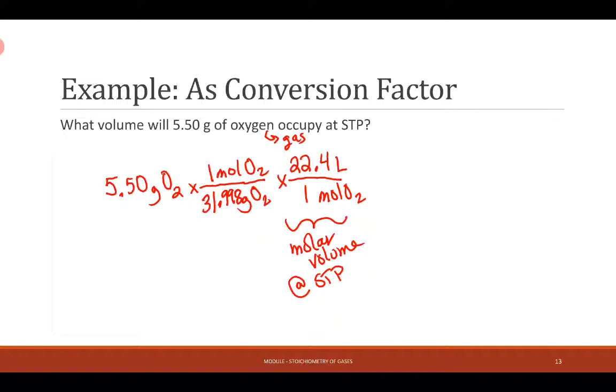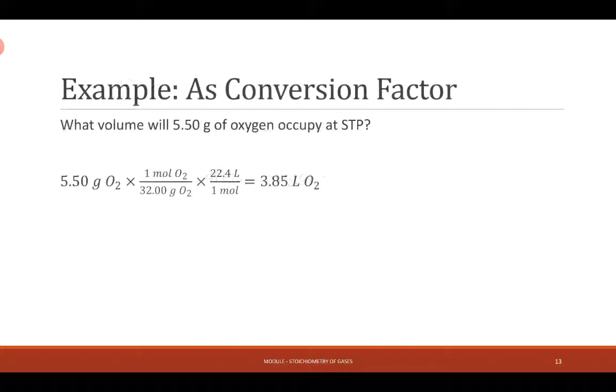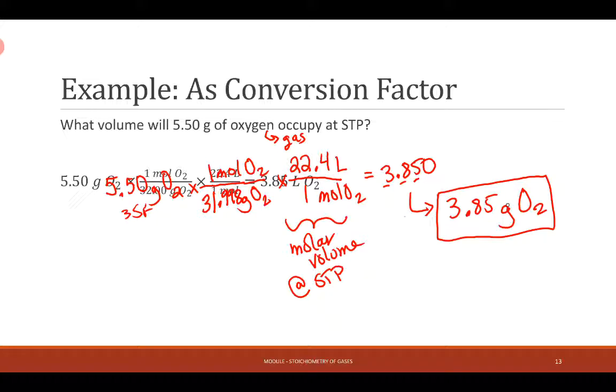So if we type this into our calculator, we can get our answer, which is 3.850. This is 3 sig figs, so I'm going to need 3 sig figs in my answer, and so I'll report my answer as 3.850 grams of O2. Not grams, liters. Liters.